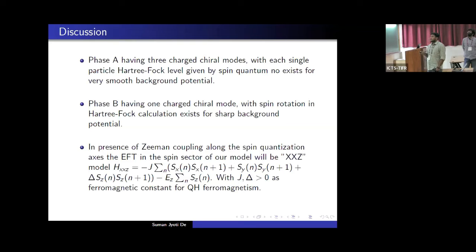But we can also explain these two phases by using some effective field theory in the spin sector. In the presence of the Zeeman coupling along the spin quantization axis, the spin sector is like an XXZ model, because there is a Zeeman term in the Z direction that makes the SU(2) symmetry a U(1) symmetry in the XY plane. Due to the ferromagnetism, we need J and delta to be greater than 0.